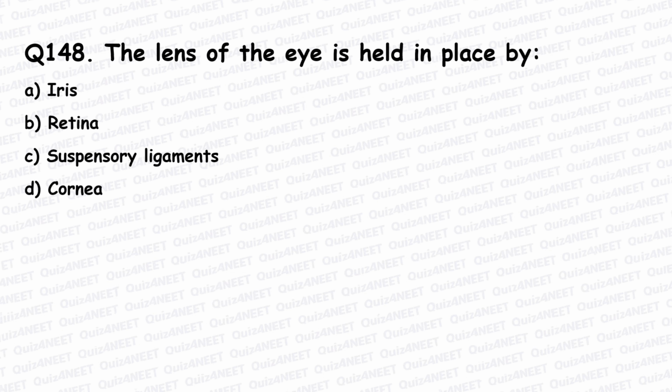Q148. The lens of the eye is held in place by A. Iris, B. Retina, C. Suspensory ligaments, D. Cornea. Answer C. Suspensory ligaments.